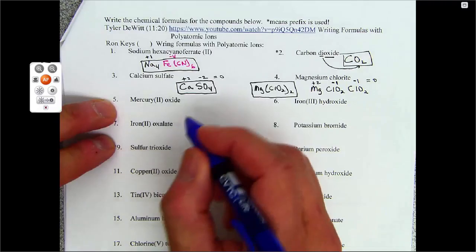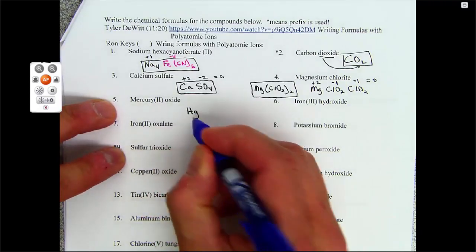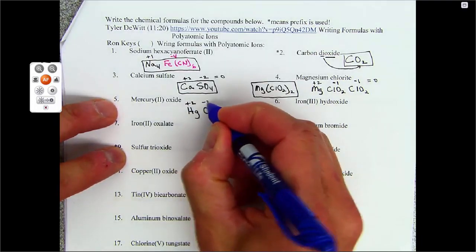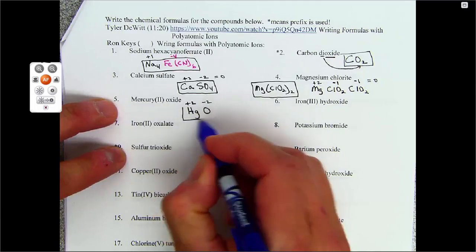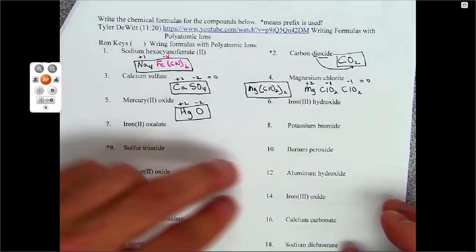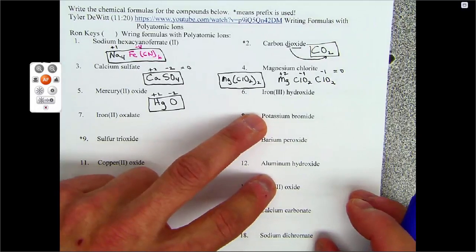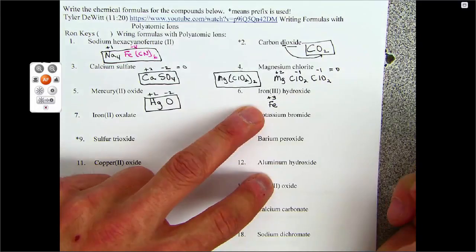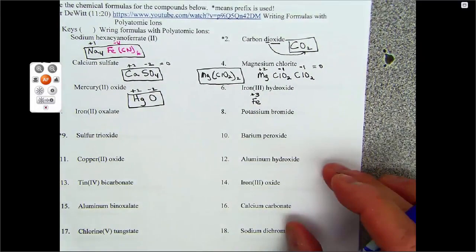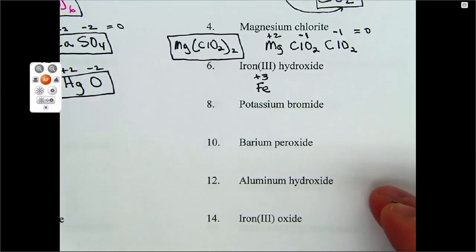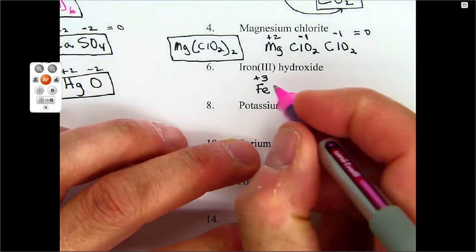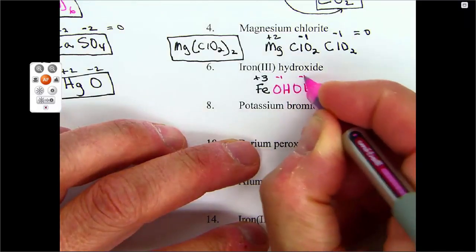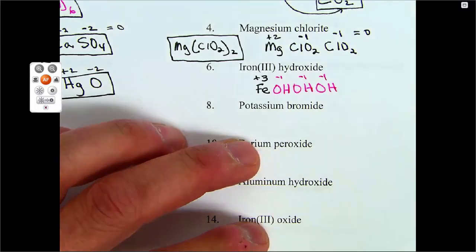Let's do number 5. Mercury, Hg, plus 2. Oxide is O, negative 2, so that is done. Now, number 6. Iron 3 hydroxide. Iron plus 3, hydroxide. You can look that up on your pink sheet. We are going to have OH minus 1, OH minus 1, OH minus 1 to get 0.